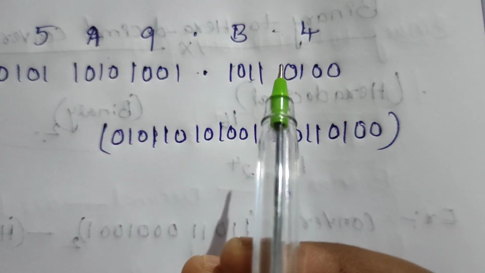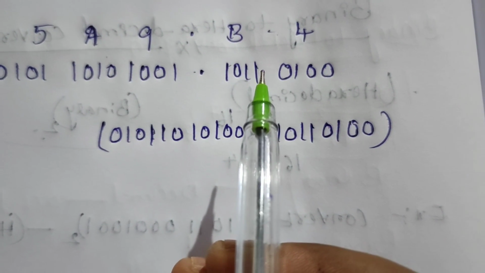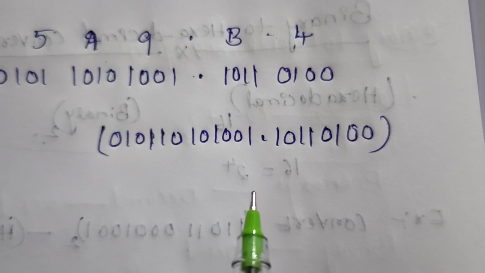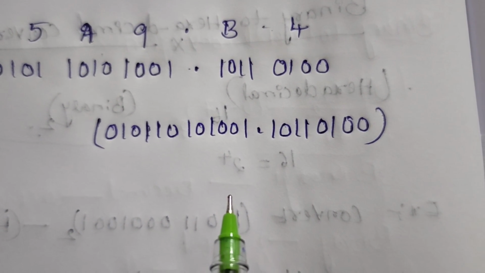So 010110101001.10110100 is the binary equivalent of the hexadecimal 5A9.B4, by taking the powers of 2 from 2 power 0 to 2 power 3. Hope you understood.